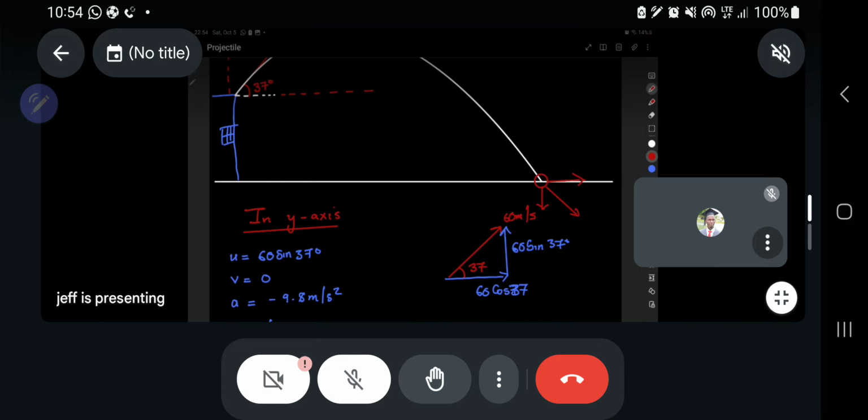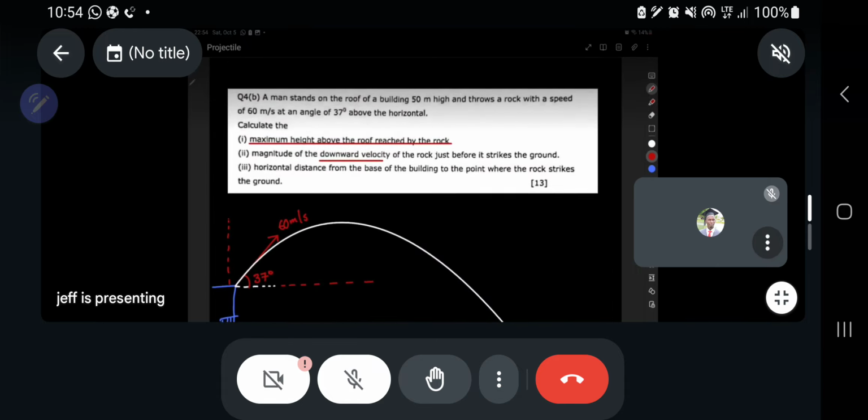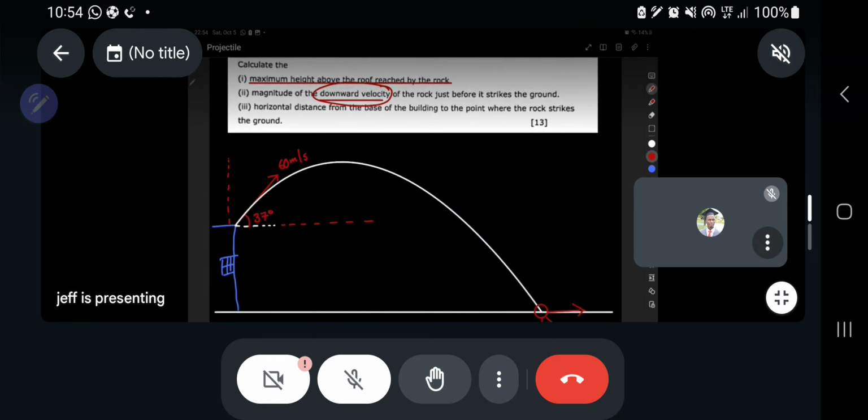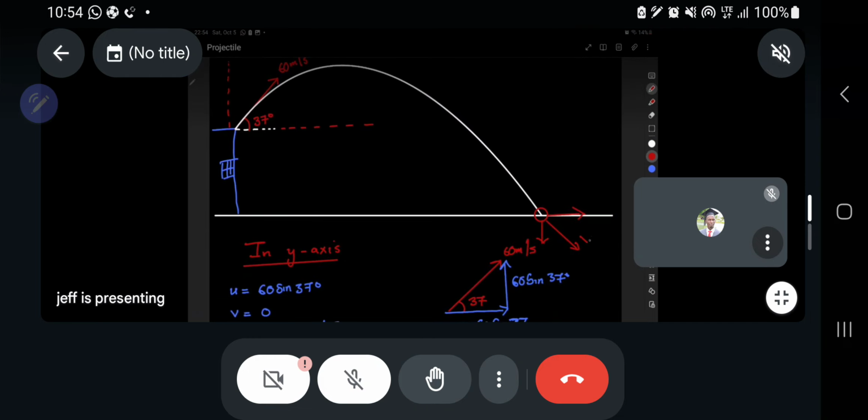In the question in B here, they're specifying the magnitude of the downward velocity. So they're not really asking for the overall velocity it reaches the ground with, but they're asking for the downward velocity, meaning they're looking for the final velocity in the y-axis, the velocity it will hit the ground with in the y-axis. That's the one they're asking for here.